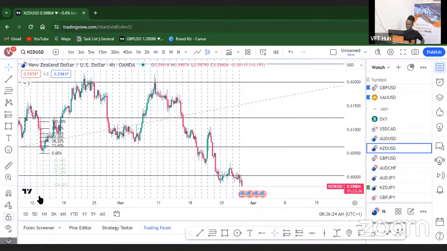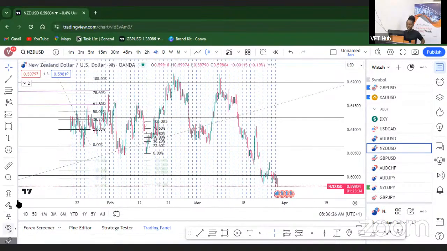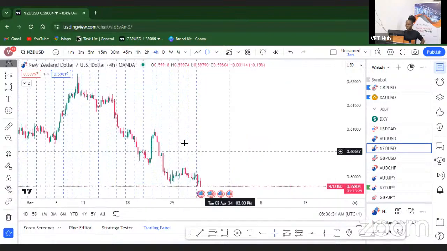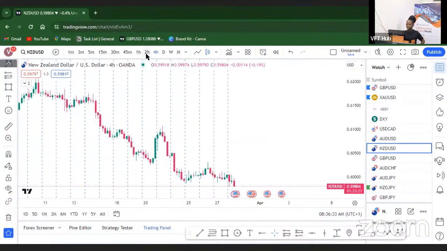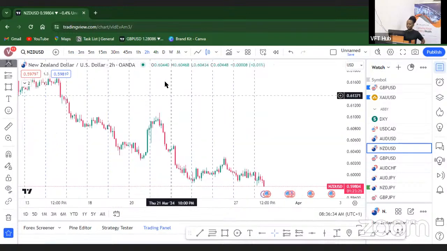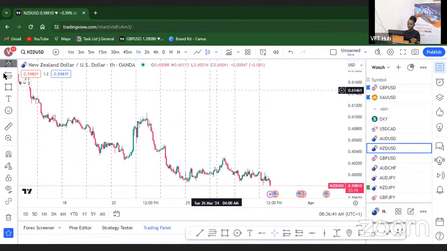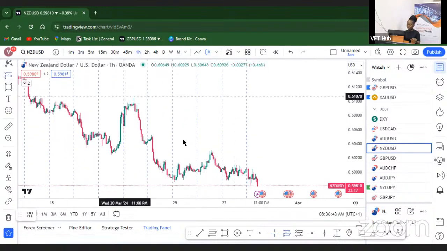I'll just quickly delete those diagrams so that our charts are not cluttered up. Okay, so we're still very bearish here as well. Two-hour time frame, the same thing. We did a very similar analysis on AUD USD, and we marked up this level.